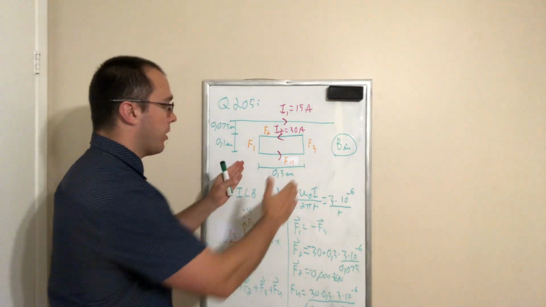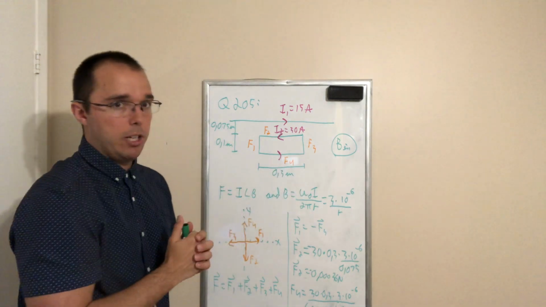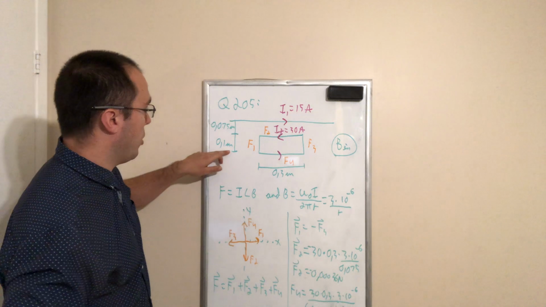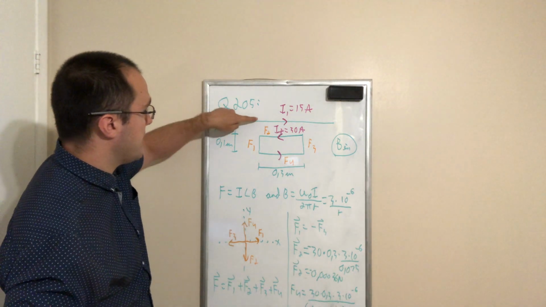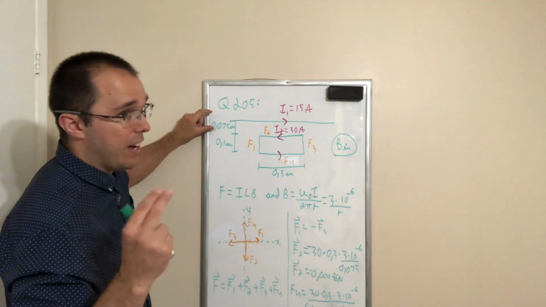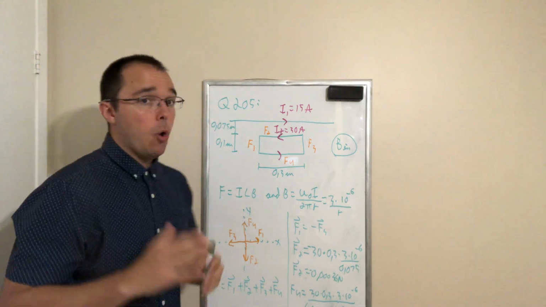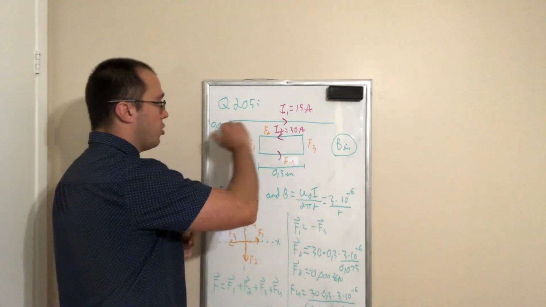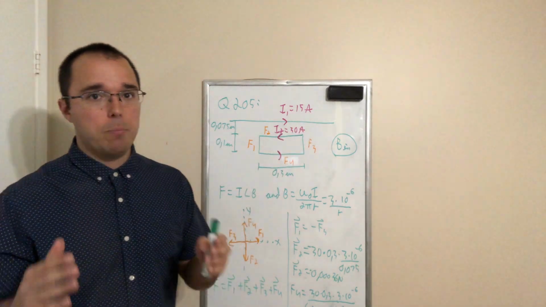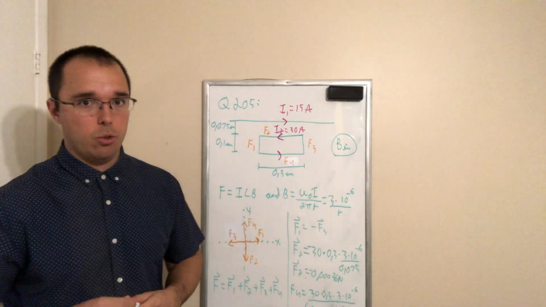Now note, we are given the dimension of this loop. We're told that the longer side is 0.3 meter. The shorter side is 0.1 meter. We are told that the distance between the first wire and the top of the rectangular loop is 7.5 centimeter or 0.075 meter. All right. We are not given the length of the top wire, but it does not matter because we are only interested in the force on that loop over here.